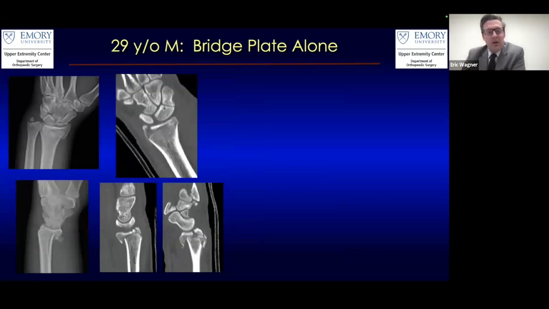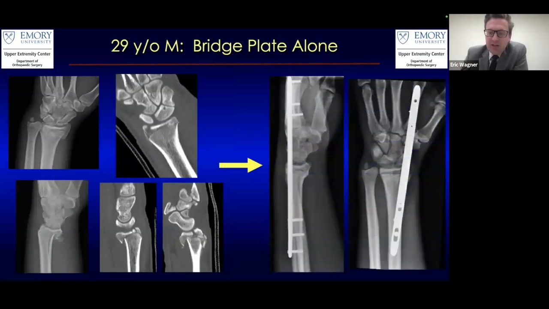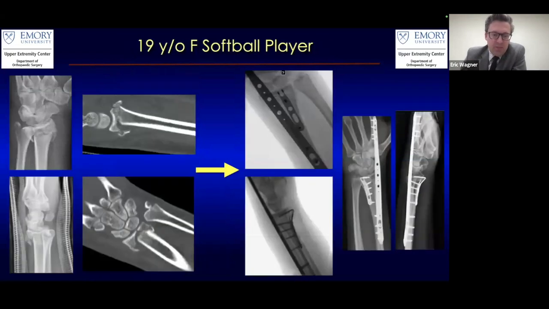And then another pretty difficult distal fracture, using a bridge plate alone, getting it back to a better height and restoring it off that volar subluxation that you can see that was happening as a result of the fracture.